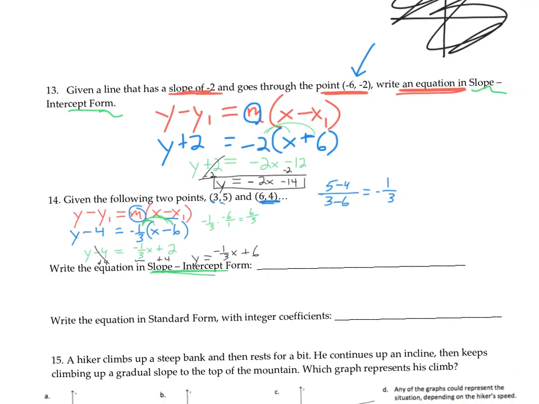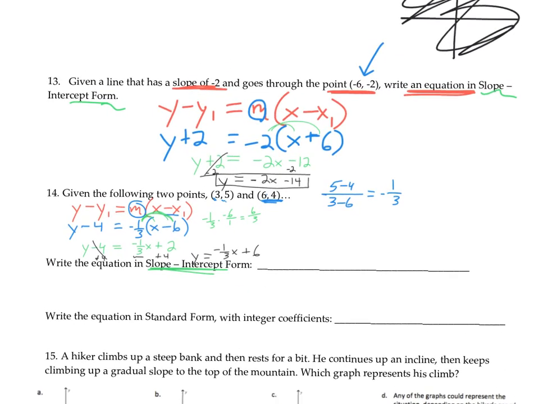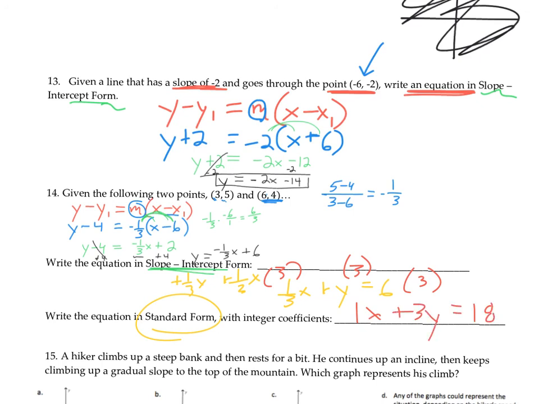All without a graph. And then very similarly to how we got it in standard form before, just add 1/3 x to both sides. 1/3 x plus y equals 6. And multiply by 3 to get rid of the fraction. 1x plus 3y equals 18.